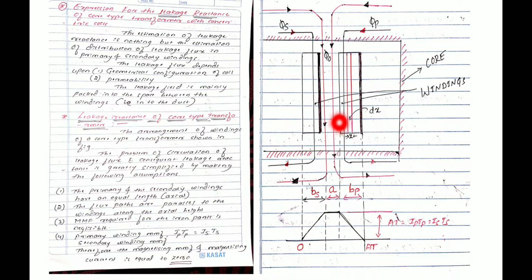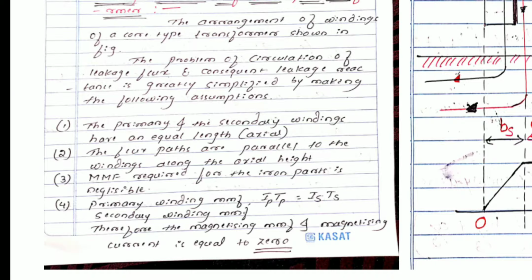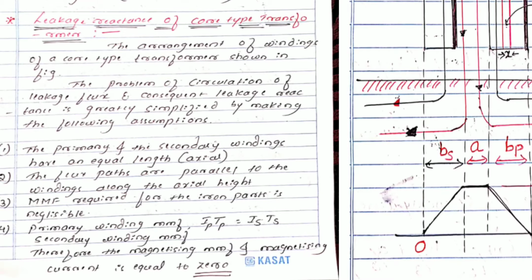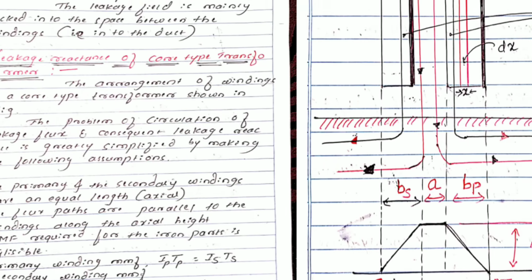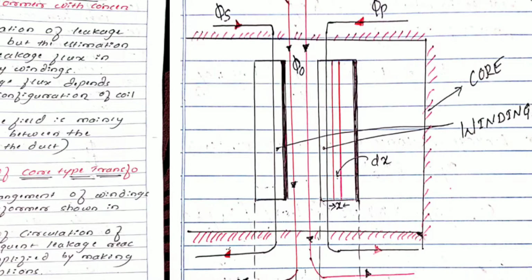So what are those assumptions? These are very important. The first assumption we have made is that the primary and the secondary windings have an equal axial length. This is called Lc, which is the axial length of the windings, and L0 is the mean circumference of the duct.